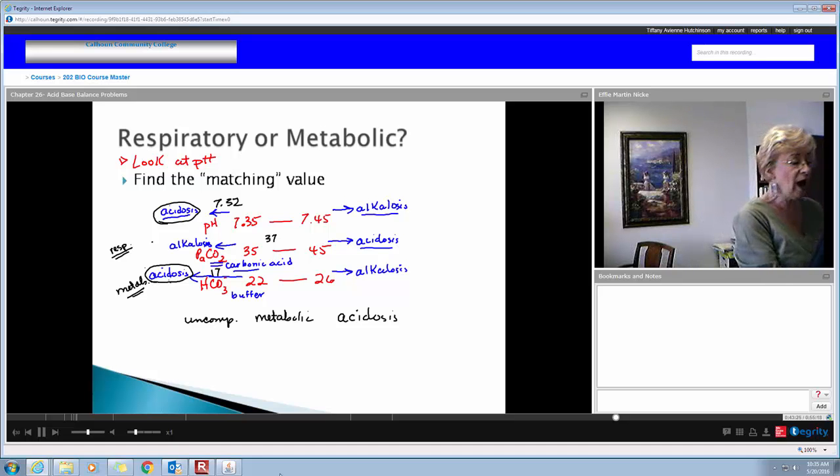The opposite value is your bicarbonate ion. And did your respiratory functions try to correct it? Well, it would have to be lower than 35, right, to show that it had partially compensated. So this was not even a partial compensation, okay? Not even a partial. So this is just a pure uncompensated metabolic acidosis.